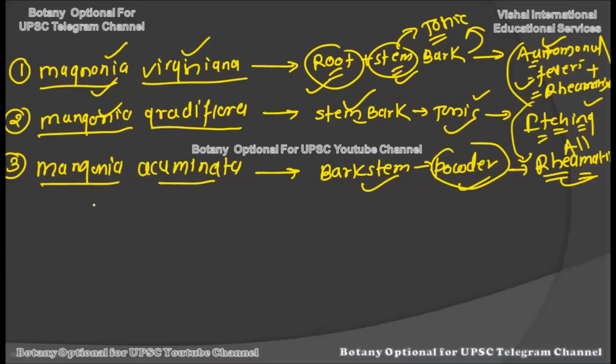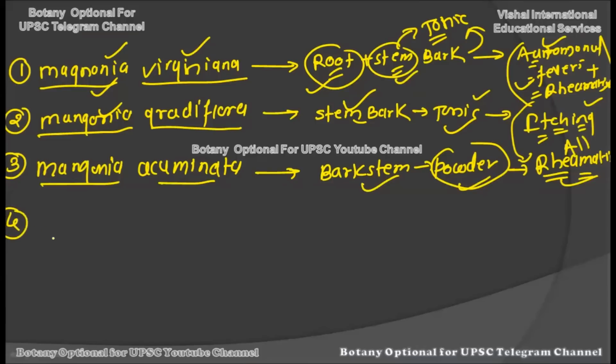So you can say generally when it comes to the Magnolia genus, it is specifically highly mentioned for problems relating to rheumatism. Whatever rheumatisms are there, rheumatoid arthritis or gout or different types of arthritis, these can be treated successfully by using the Magnolia plant family members.